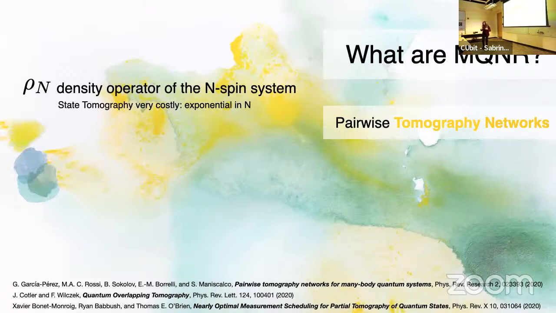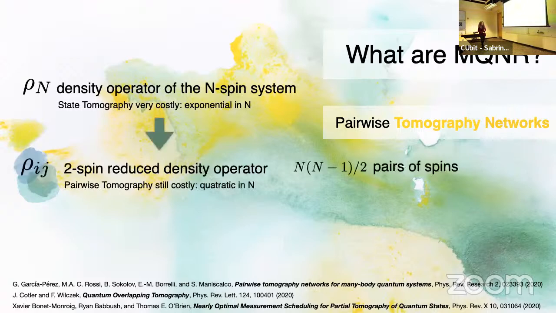Now, we all know that the full characterization of this state requires so-called state tomography. This means to have full information of the n-qubit system. And this is exponentially costly and unrealistic. As n grows to hundreds and thousands, we really are unable to do that.